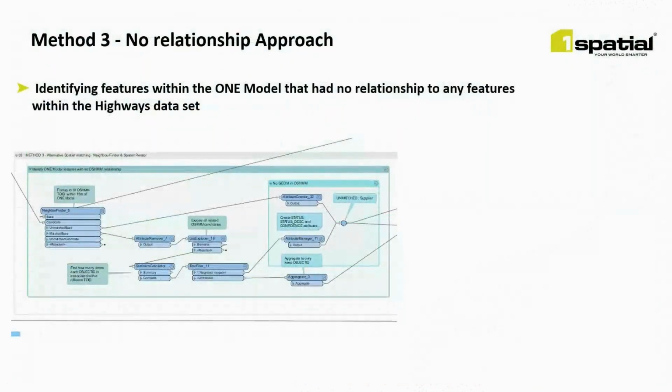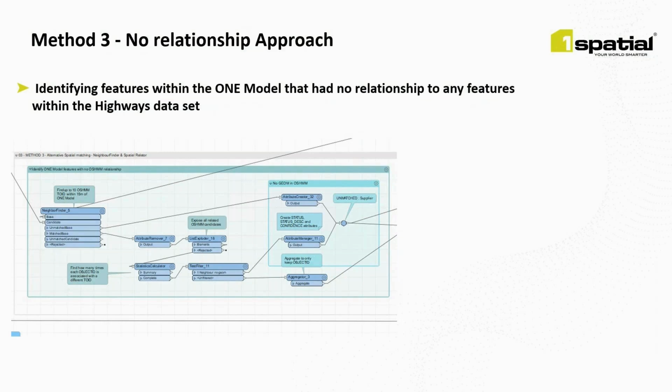So this next method was the no relationship approach. This approach aimed to find features within the one model that had no relationship to any features within the high-res dataset. We realized at this point that the buffers had come to a point where we couldn't find any more without introducing error into the fact. And we were trying to ascertain why these features were not able to be found.